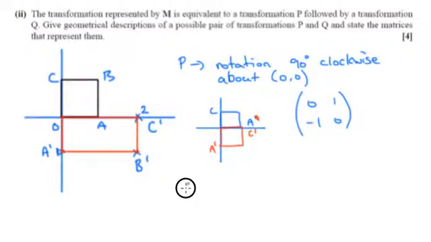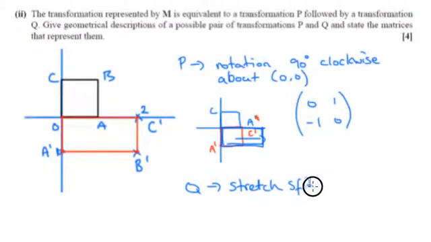And then once we've got it down here, it then gets stretched. We can see that it ends up here instead. So the next one, Q's transformation, was a stretch, scale factor 2, that's really important to say, in the x direction, or parallel to the x-axis.